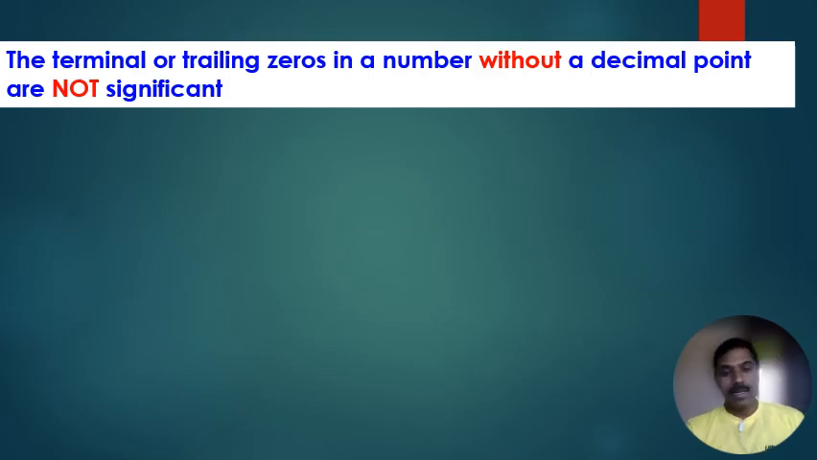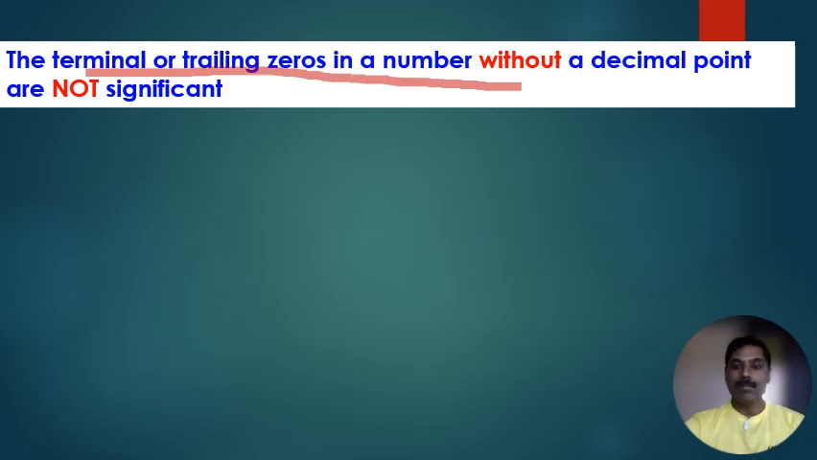Now let us take another example wherein the terminal or trailing zeros in a number without a decimal point are not significant again.